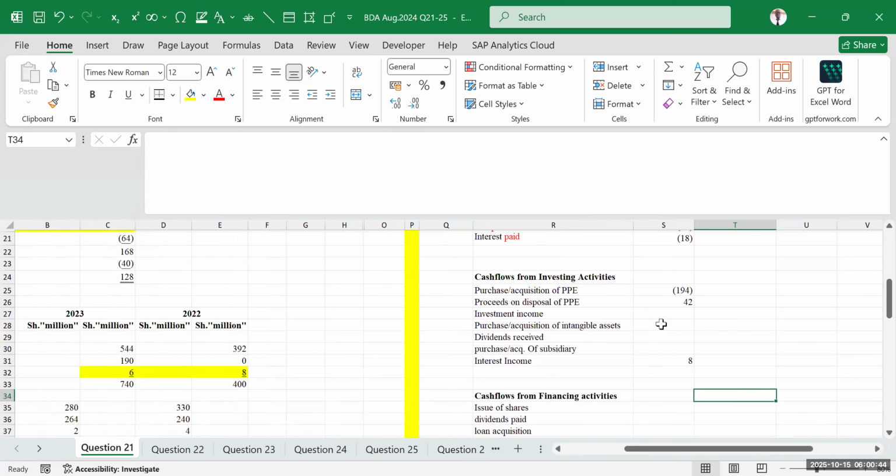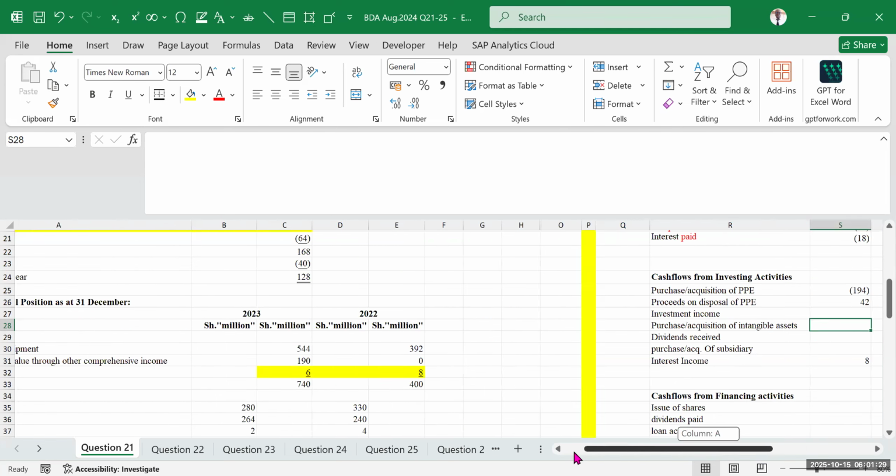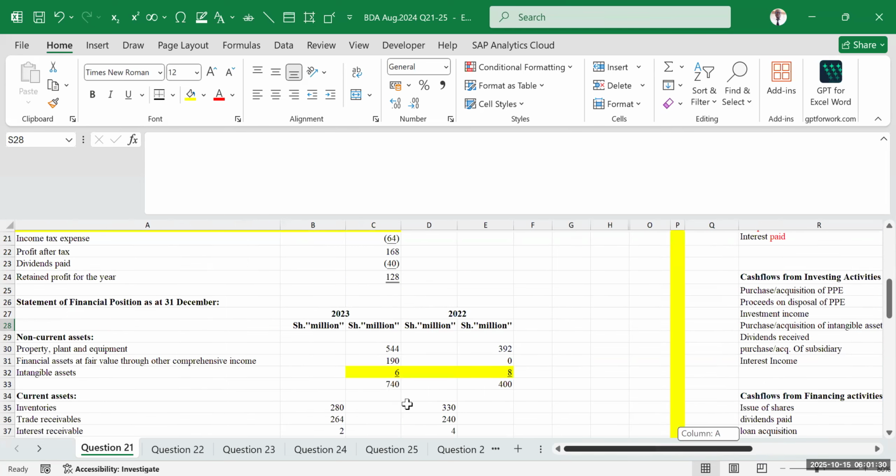So I'm done with the interest income in the income statement and also interest receivable there. Something else, we've done the purchase and all that. Let me see. Purchase or acquisition of intangible assets. So we need to see if there was any purchase of intangible assets. And where do we get the intangible assets? Let's look at the financial position statement to see.